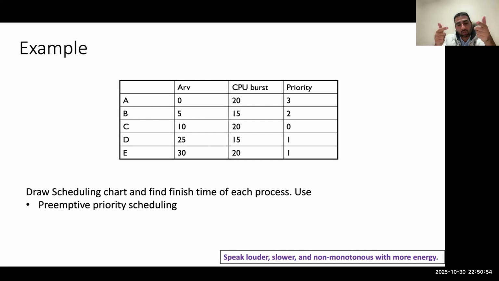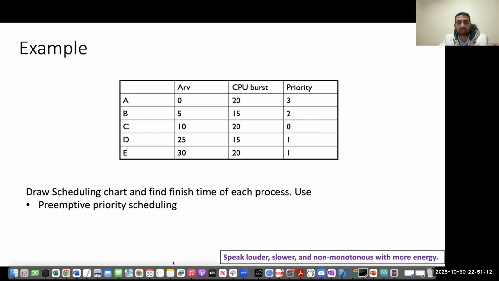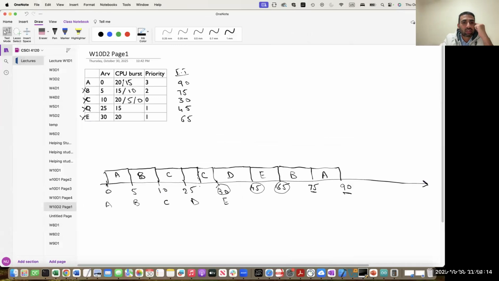So the example I showed you on OneNote, there are two important points to consider. One, I assumed that lower the number, higher is the priority. Second, I was supposed to do the non-preemptive one, but I actually did the preemptive one. How? Let me go back to the OneNote and explain. So here, it is preemptive because A was running, and then when B arrived, since B has the highest priority, it preempted A. So it is the preemptive one. Okay, so I did this one.